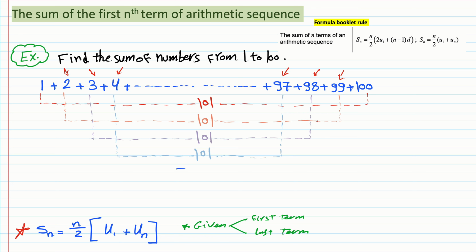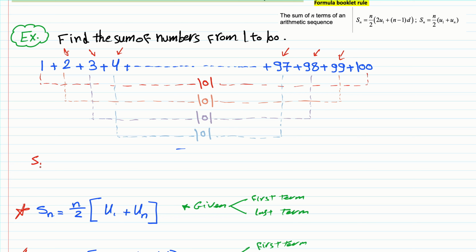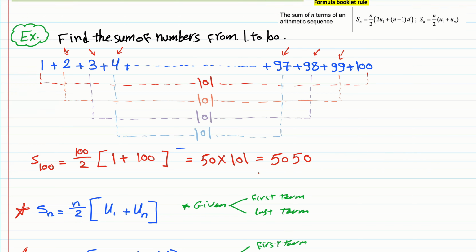So you have 100 numbers. The sum of each two is 101. So this is n, so n equals 100. S100 equals 100 numbers over 2 times the sum of the first number plus the last number, which is 101. And you calculate it to find the sum. So it equals 50 by 101, which equals 5050. This is how the rule of the sum comes from.